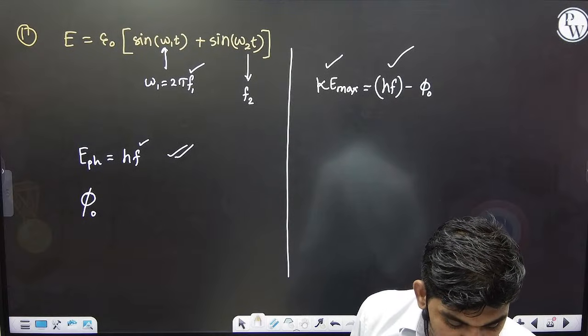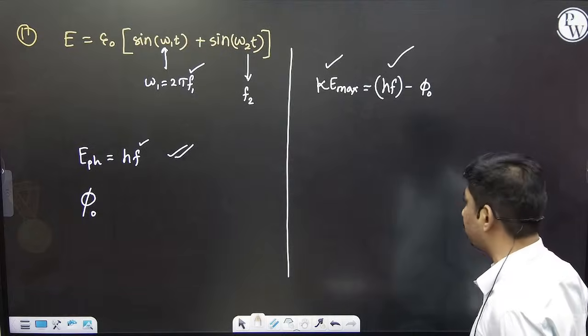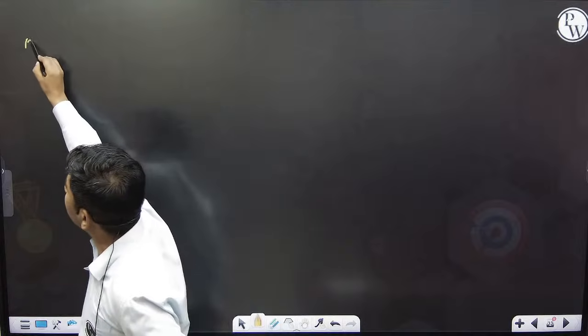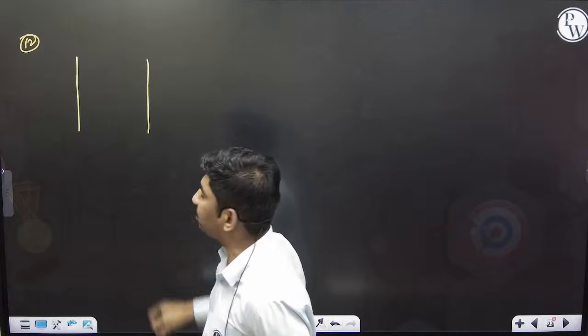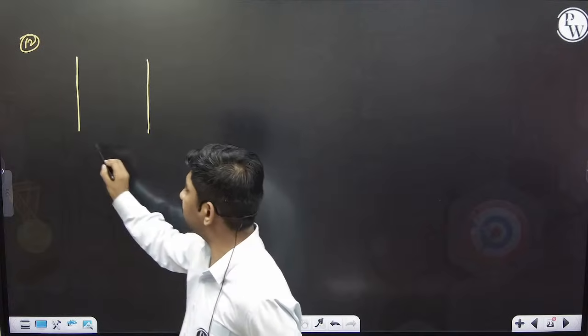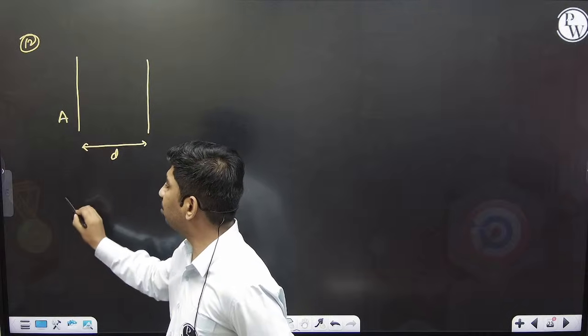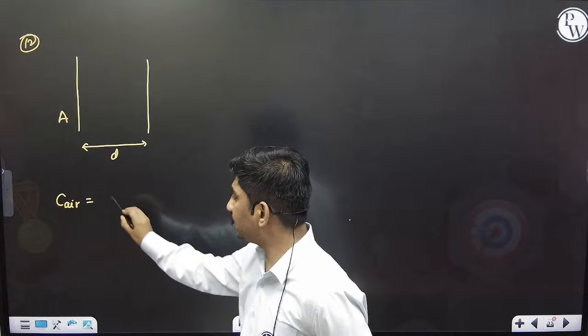Okay. One more question I have with me. It is based on capacitor. Students, one more easy question from the capacitor. So what have they given in the question? Yes, they have given an air filled capacitor with a capacity C. Distance between the plates is D. Let us say area is A. How much is the capacity with air? They have given C.